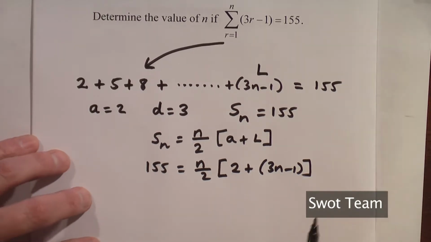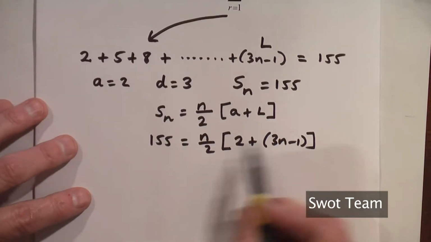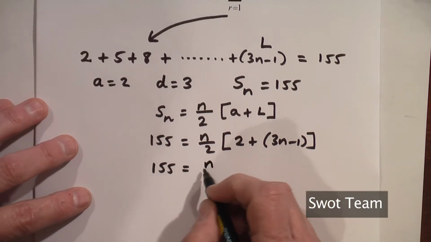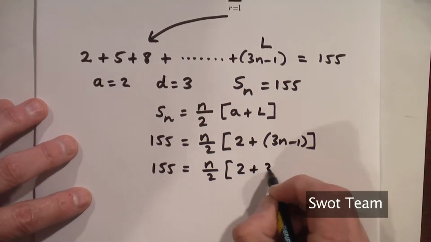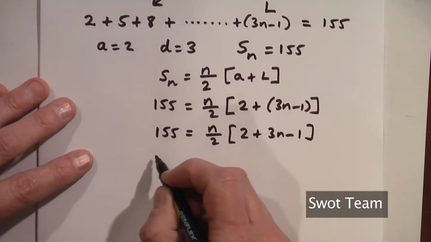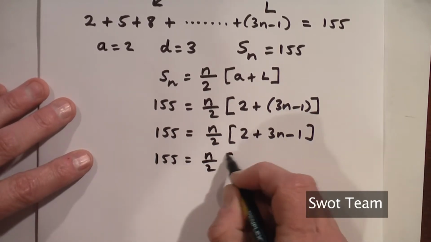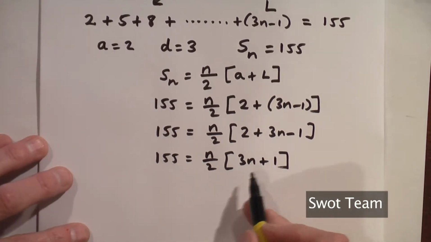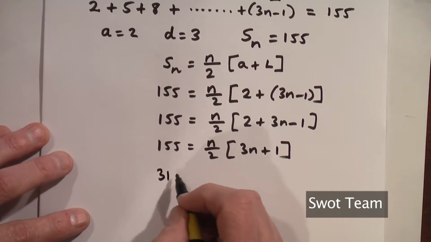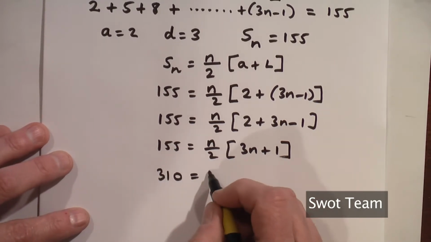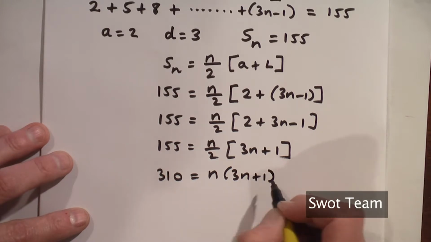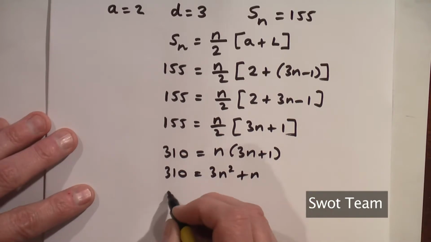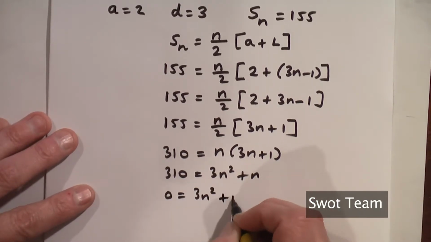Okay, guys, this is quite a tricky little thing, because now what do we have here? Well, 155 is equal to n over 2 into 2 plus 3n minus 1. So what's that? 155 is n over 2 into 3n plus 1. Now if I multiply both sides by 2, you would then have 310 is n into 3n plus 1. And guess what we have? We've got 310 is 3n squared plus n.